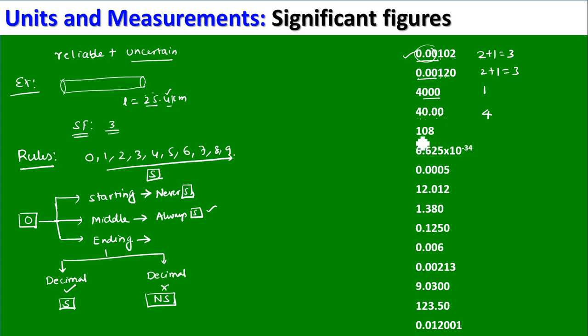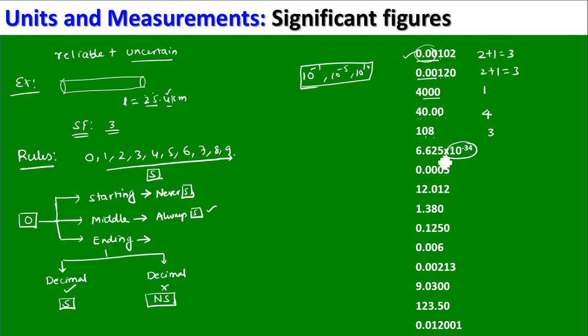Next, in 108, this zero is nothing but a trapped zero, or you can say a middle zero. So definitely 1 plus 1 plus 1, 3. Okay. So now here, of course, you should not forget, you should not consider 10 power minus 1, 10 power minus 3, 10 power minus 5, or 10 power 5, 10 power 10. All these numbers you should never consider as significant. So this will not be considered as a significant figure here.